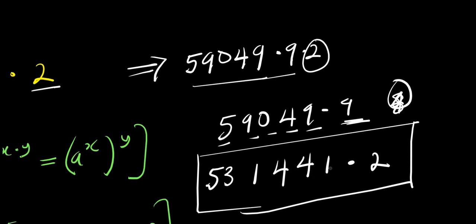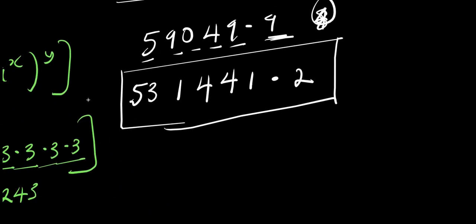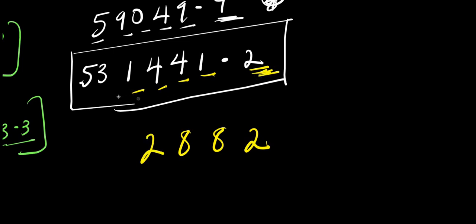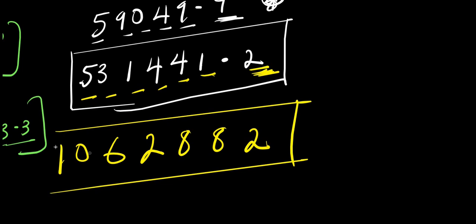That is perfectly 531441 times 2. So you have 2 times 1, that is 2. 2 times 4, that is 8. 2 times 4 again, that is 8. Then we have 2 times 1, that is 2. 2 times 3, that is 6. 2 times 5, that is 10. So this becomes our final answer.